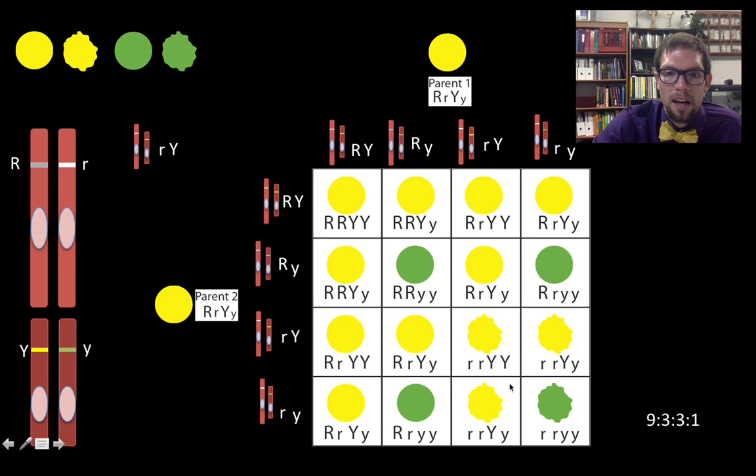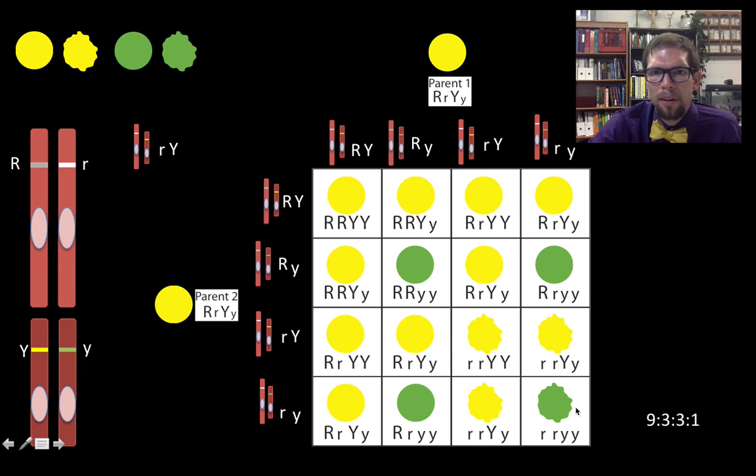So here we can see, remember that round was dominant, so we have dominant round, dominant round, dominant round, but recessive because they're all green. Here we have dominant yellow, but the recessive trait of being wrinkled is also being expressed. So you end up with 9 dominant, 3 dominant recessive, 3 recessive dominant, and then 1 out of 16 are going to be recessive. So they're both wrinkled and green.